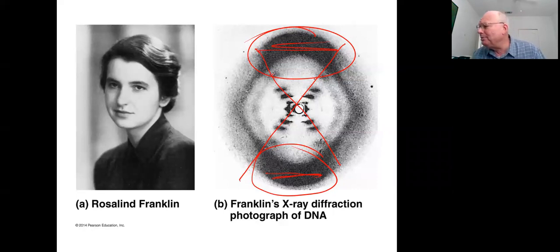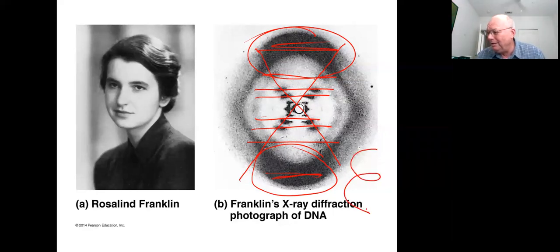Then what she was also able to tell them from these signals is that there are cross-links between the sugar phosphate backbones, and those cross-links must be formed by the nitrogenous bases. And what she was able to determine was that if you look at one turn of the helix, one spiral turn of the helix, there are 10 cross-links per turn.